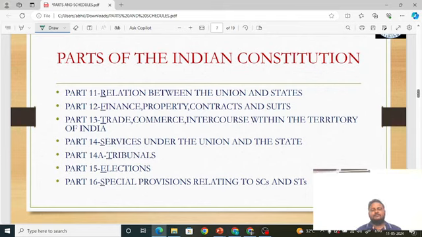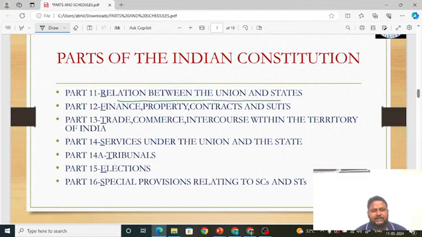There we will study about administrative relations, executive relations, and also financial relations between union and states. Financial relations means how the taxes are devolved, how the tax devolution takes place from the union to the states. That is what we will study when it comes to relation between union and states.